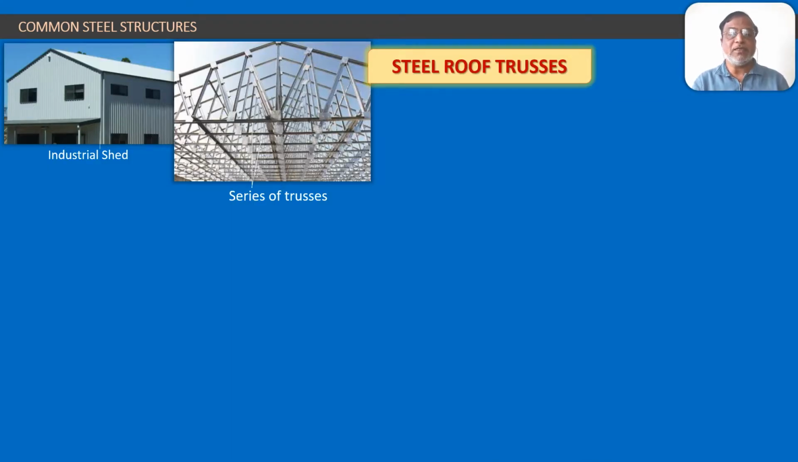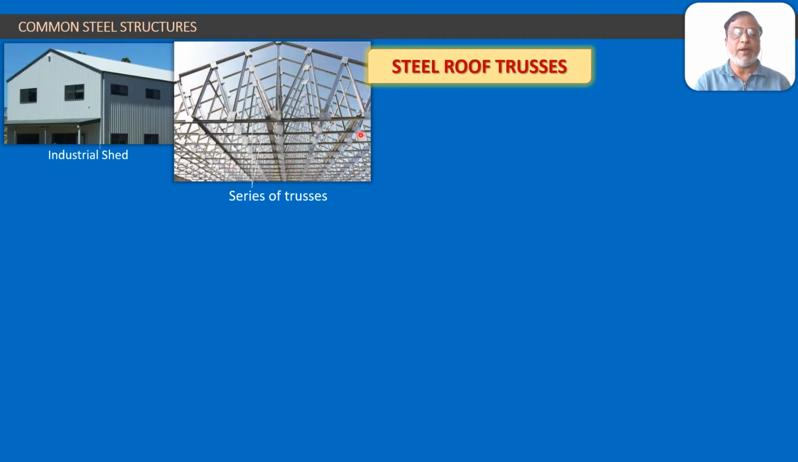The next steel structure is steel roof trusses. If you visit any MIDC area, you will see this structure very commonly. This is called an industrial shed. Now, steel roof trusses are related to this industrial shed. You can see these roof coverings, inclined roof coverings. Now, inside these roof coverings, we get this type of steel framework.